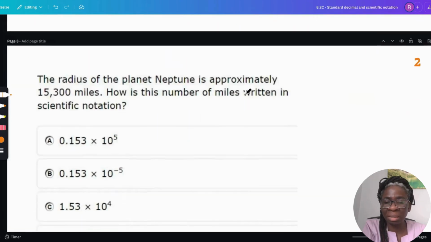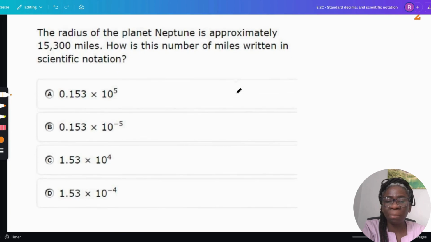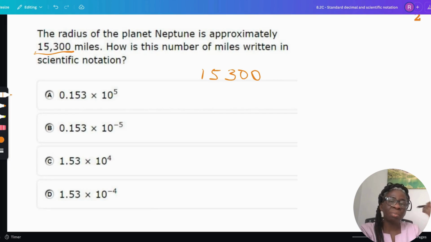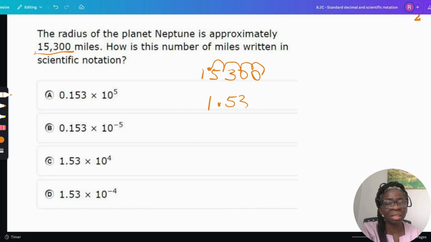Now let's look at another example. The radius of the planet Neptune is approximately 15,300 miles. How is this number of miles written in scientific notation? So, like I said, you move the decimal to the point immediately after the first digit. So there should be just one digit before the decimal. That means we move this decimal 1, 2, 3, 4 times, so it is after the first digit. So that will be 1 point, and now you write all the digits that are after it, 53, excluding the zeros.